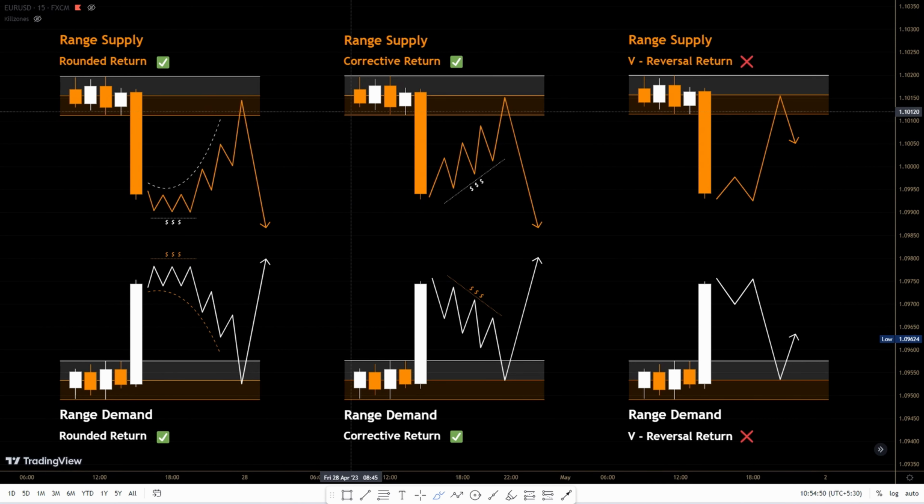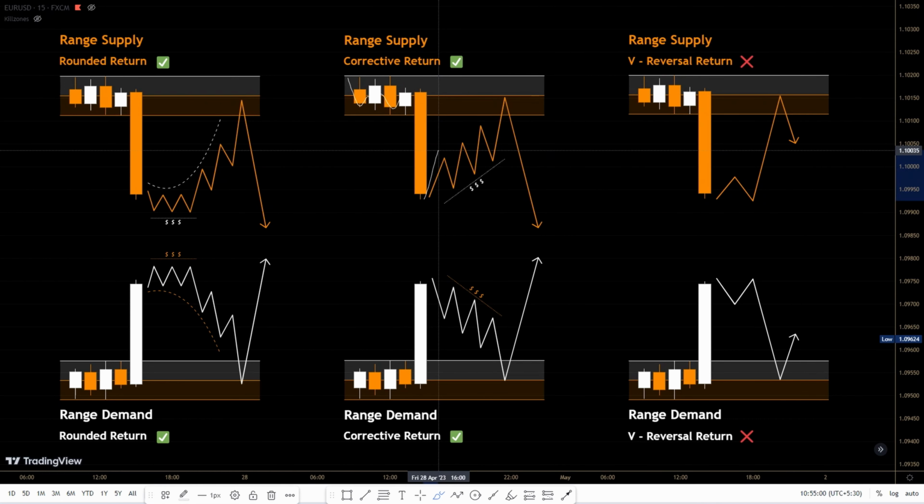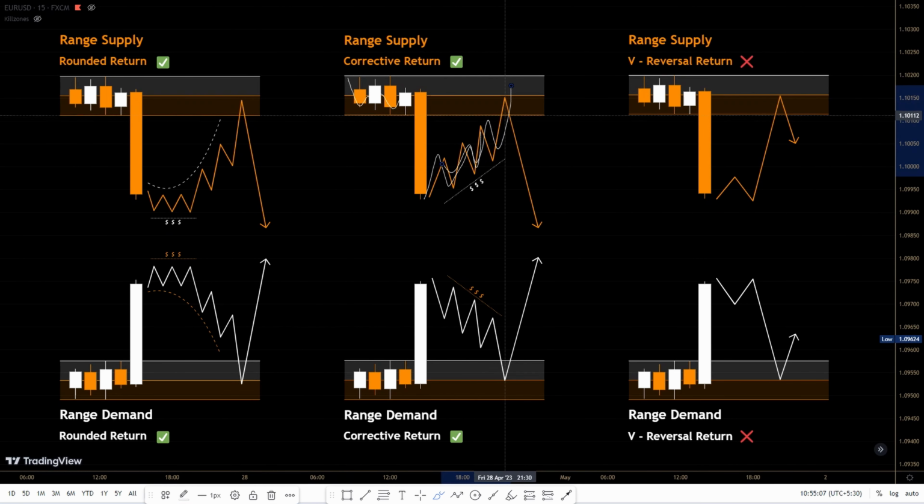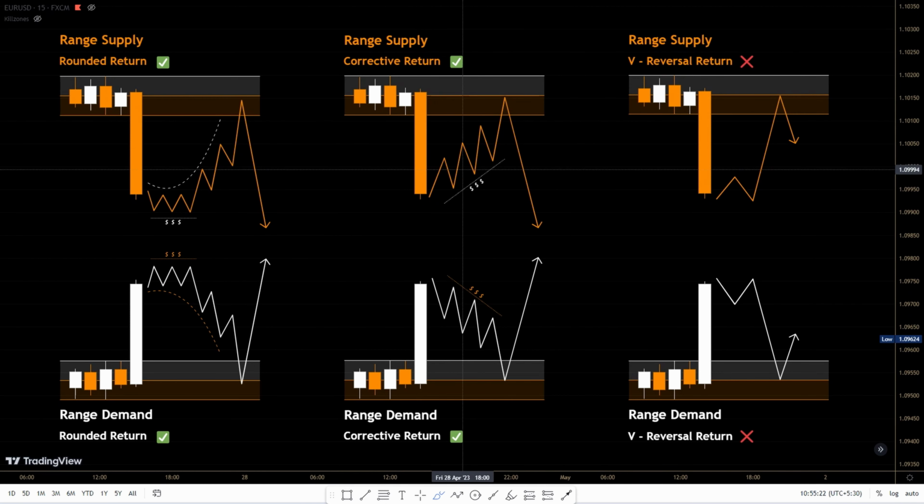So the next one is the corrective return. Price creates a range and suddenly the volume comes into the market in the downward direction and the price came back again in the corrective return. This is the rounded return. This is our corrective return. So price came back in a corrective return exactly at the range created supply. Now from this equilibrium price again goes in the downward direction. So this is called the range created supply and this is the corrective return.